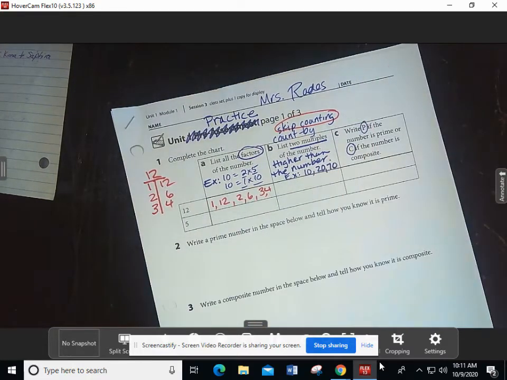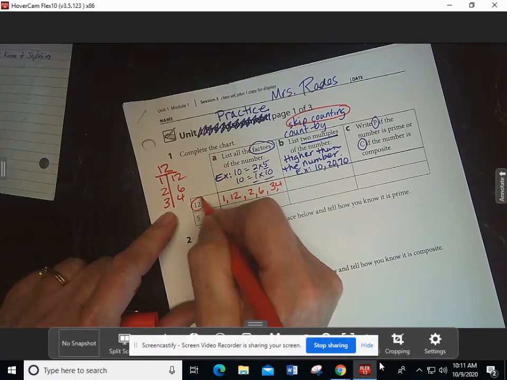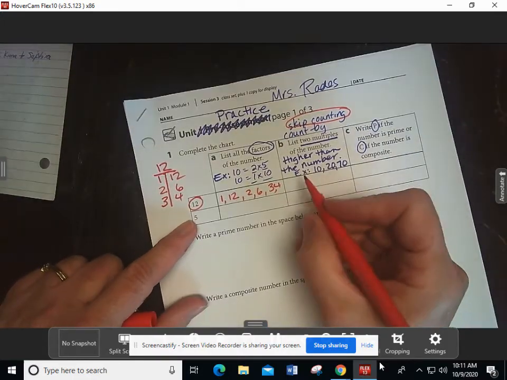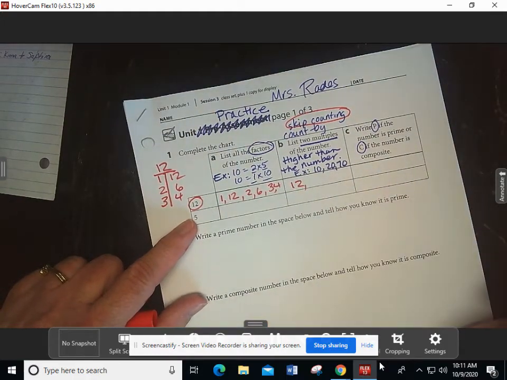How many of you know how to skip count? Skip counting is saying multiples. So if we're going to skip count, here's our number 12. What's the first number we can write down? 12. What's our next number? Because we're counting by 12s.